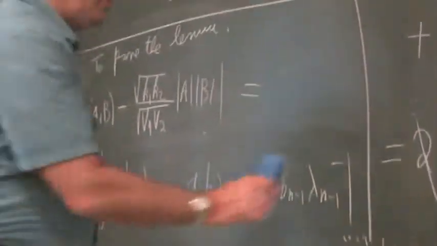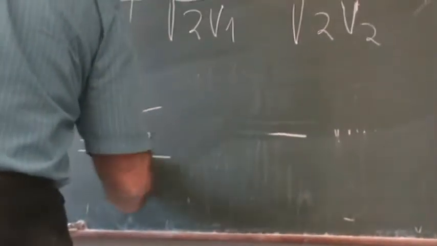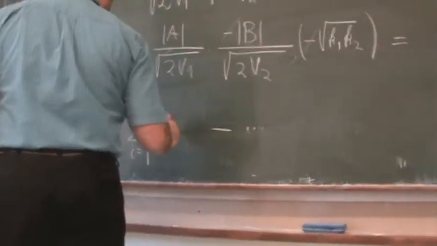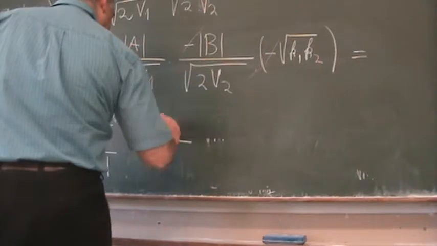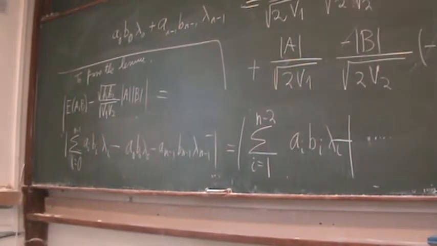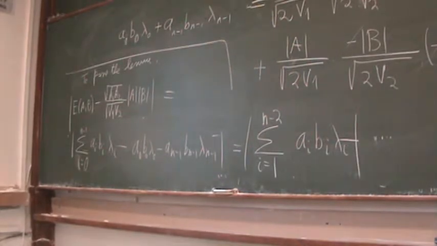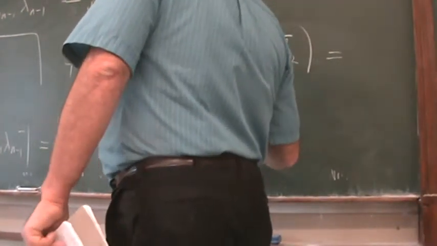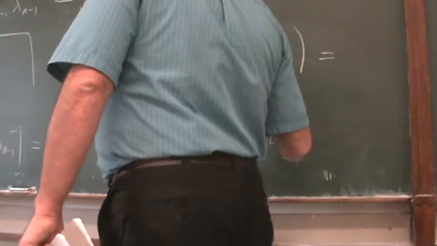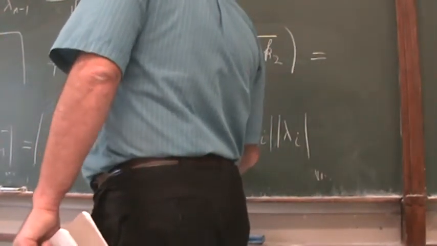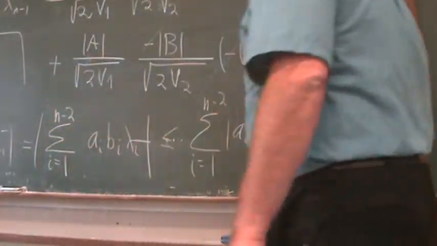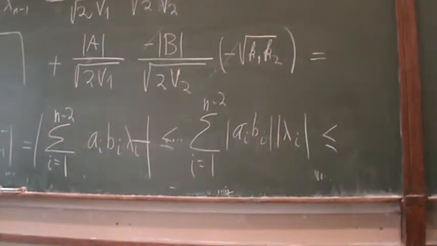So this is equal to the sum, i goes from 1 up to n minus 2, of A_i B_i lambda_i, in absolute value. But now we know that all the lambda_i, so I can put this is at most the sum of A_i B_i times the absolute value of lambda_i, i from 1 up to n minus 2. And this lambda_i is less than our lambda.